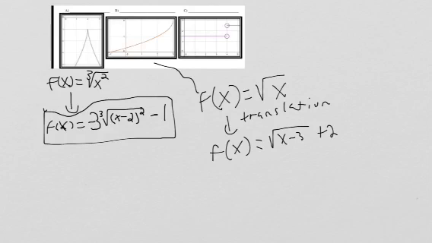Okay, now let's deal with the flips. Well, it's been flipped vertically, which means the outputs are being affected, so there's for sure going to be a negative on the outside of our square root sign. But then our inputs are also being reflected, so there's going to be a negative on the inside of our square root sign.